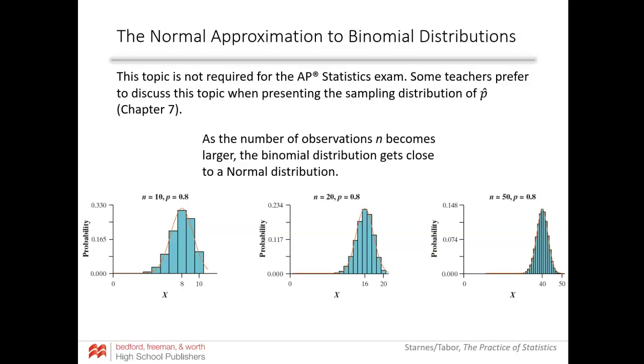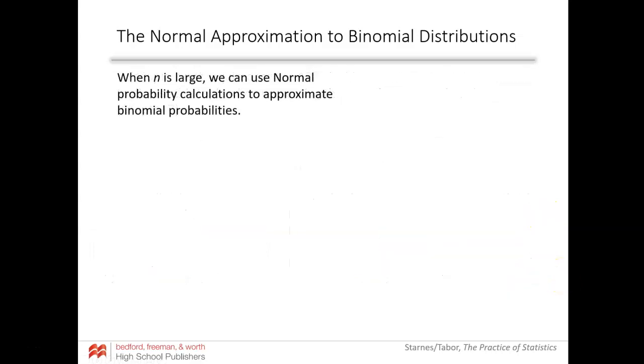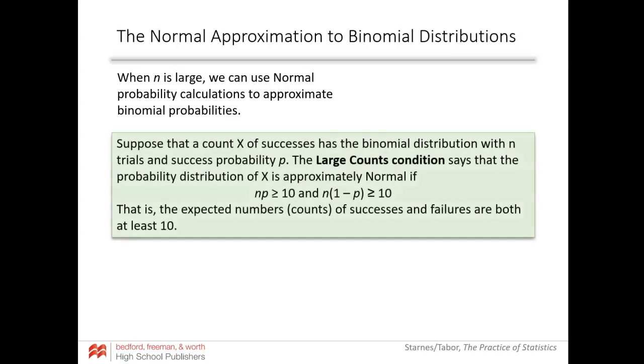All right, here goes. As the number of observations n becomes larger, the binomial distribution gets closer and closer to normal. Notice with the same success probability, with 10 trials, 20 trials, 50 trials, the more trials you have, the more normal it looks. So when n is large, we can use a normal probability calculation to approximate the binomial probability. That's kind of cool because we are going to work a lot with the normal distribution, and it gives us more freedom in how we calculate probabilities.